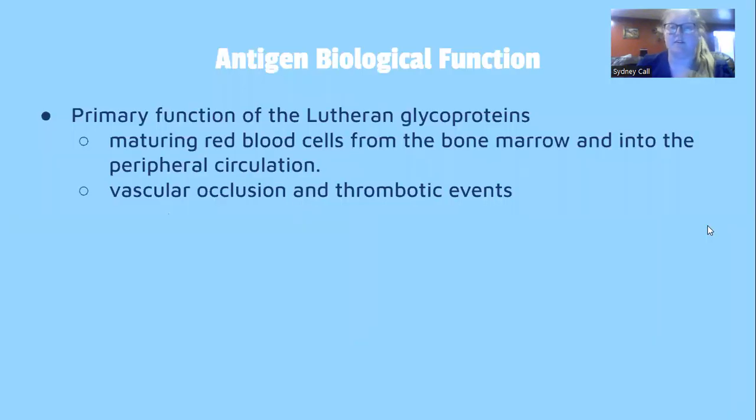So the next slides, we're going to do antigen biological function. The primary function of the Lutheran system, or the Lutheran glycoproteins, is on the red blood cells. It can involve the maturing red blood cells and taking them from the bone marrow and putting them into the peripheral circulation. But they can also be involved in the vascular occlusion and thrombotic events, such as complications of sickle cell disease and polycythemia vera.